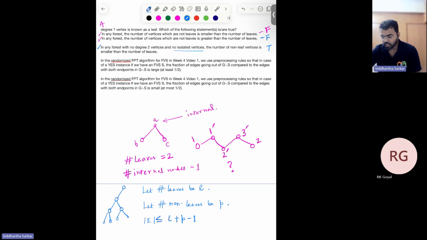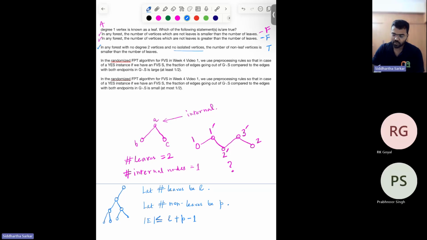So two less than the number of vertices instead of being one less. So L plus P minus 1, that is one less than the number of vertices, is an upper bound only on the number of edges. All right.